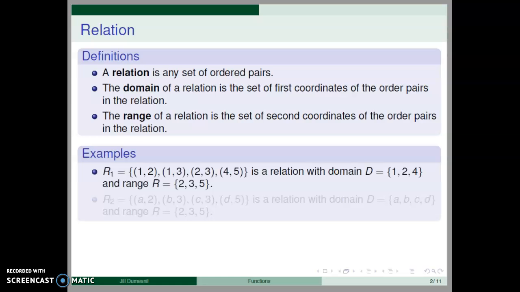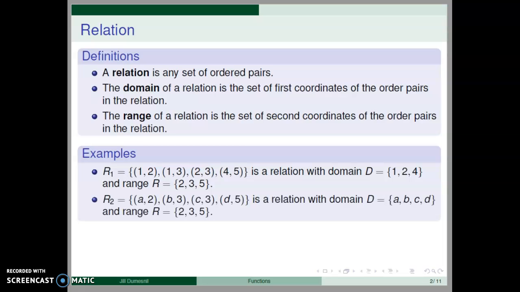The set R1, consisting of ordered pairs (1, 2), (1, 3), (2, 3), and (4, 5), is a relation with domain D equal to the set of elements 1, 2, 4, and the range R equal to the set of elements 2, 3, and 5.